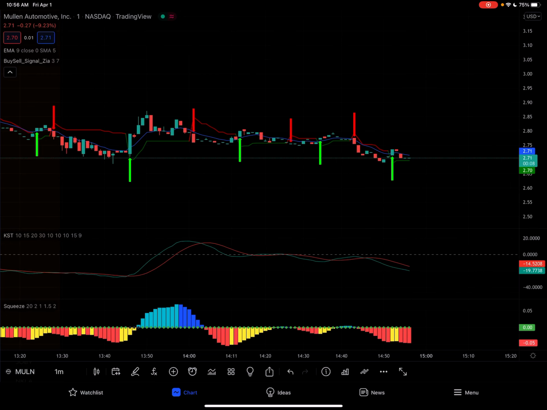So when the green crosses through the red over the dotted line, sell. When the red crosses over the green above the dotted line, sell. When the green crosses over the red below the dotted line, it's buy.